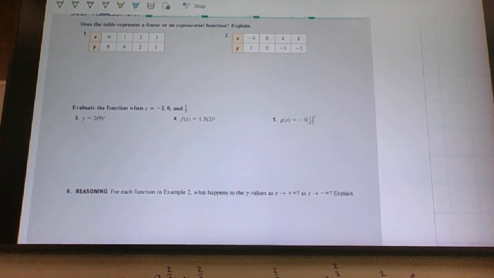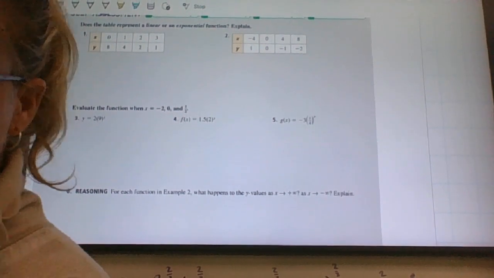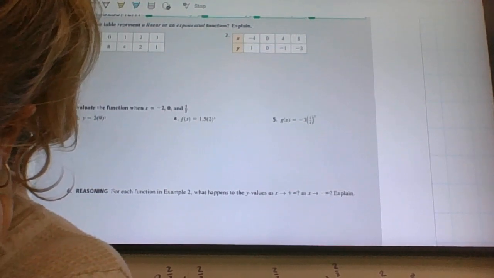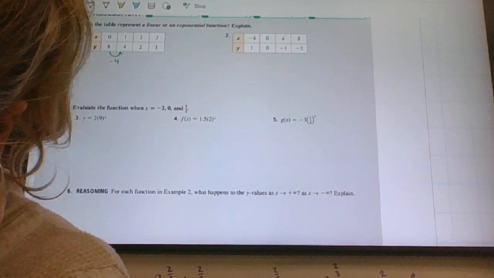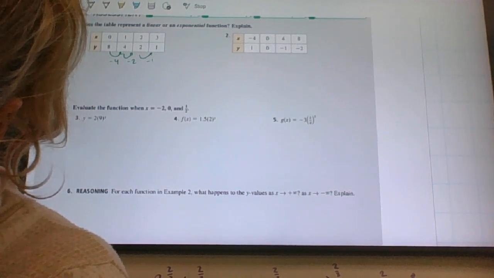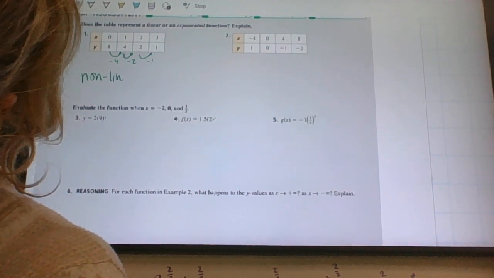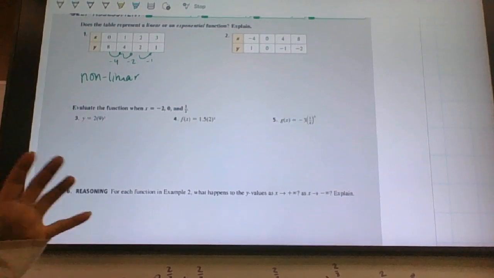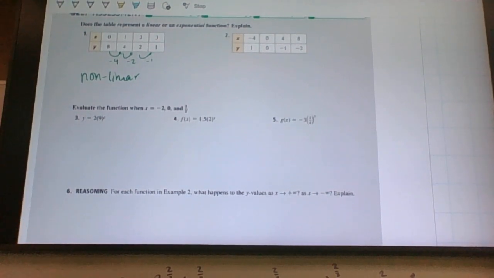All right. So do we think linear or non-linear? Not linear. If it's not going up or down by the same value, it's non-linear.